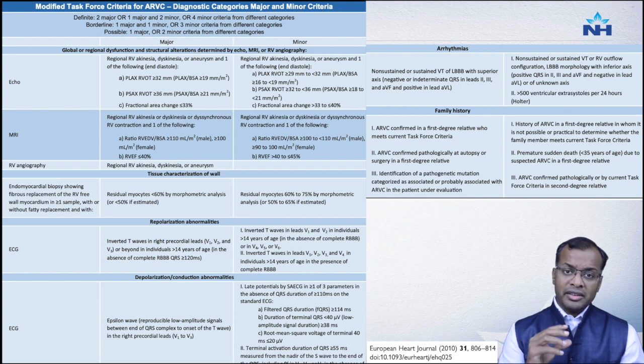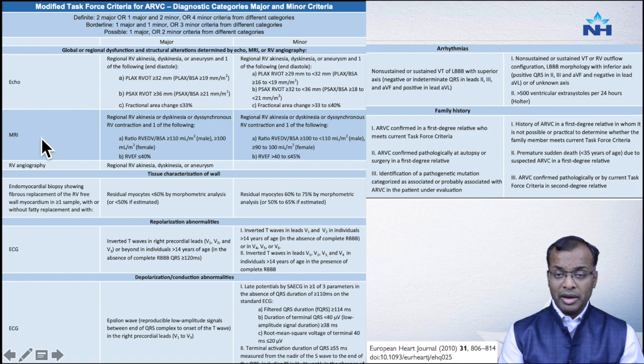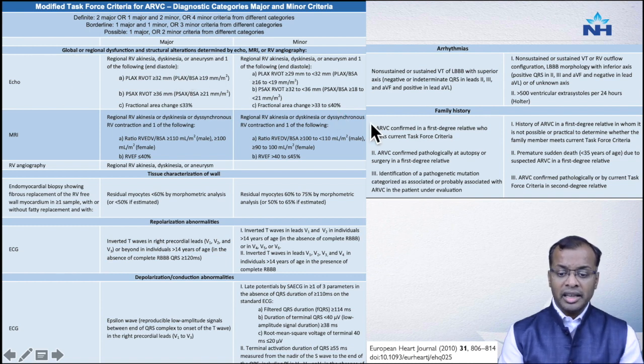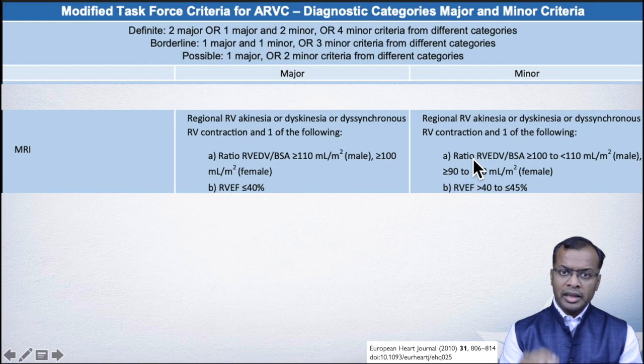Now, as far as imaging is concerned, we are going to focus on MRI, where we are talking about major and minor criteria. Similarly, echo also contributes to the major and minor criteria, and family history also makes an important contribution. Let's just focus on the MRI for a second.